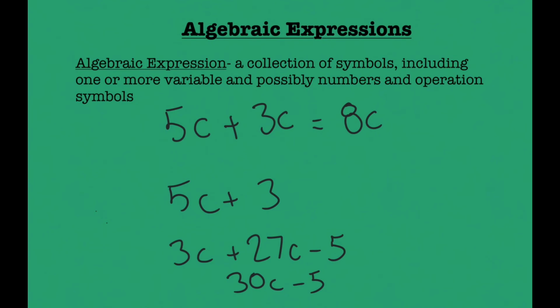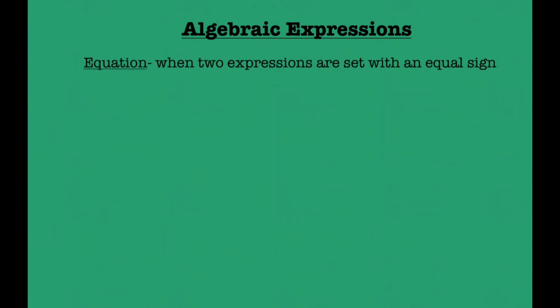And the definition that I have up at the top for an expression is a collection of symbols, including one or more variables and possibly numbers and operation symbols. Operational symbols are our addition, our subtraction, multiply, and divide. Those are operations. An equation is when we have two expressions and they're set with an equal sign.